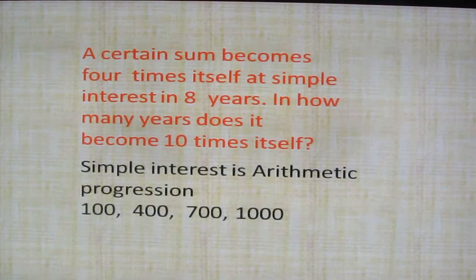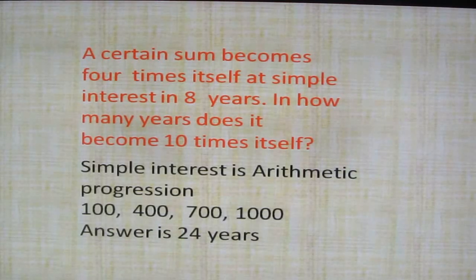400 has become 700. 700 has become 1000. So here there is a tenure of 8 years. Another 8 years. Another 8 years. So three 8 years are involved. So my answer is 24 years.